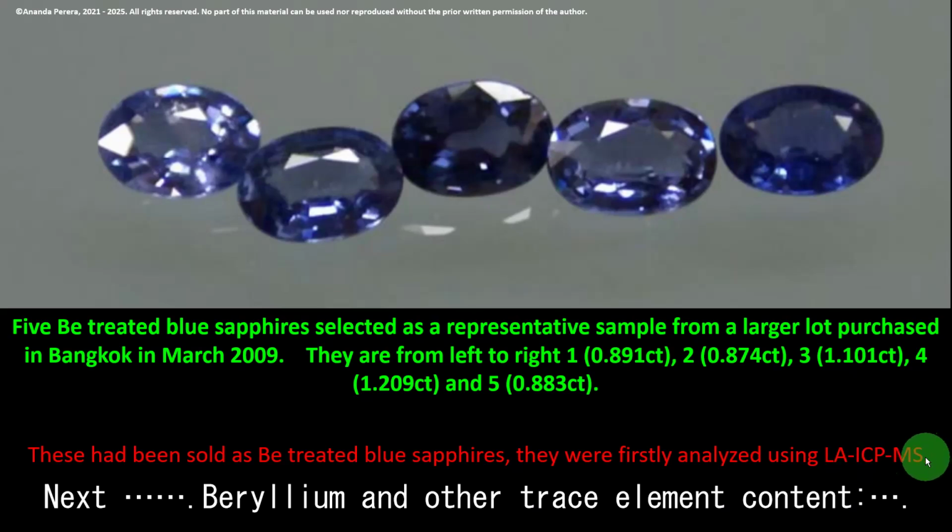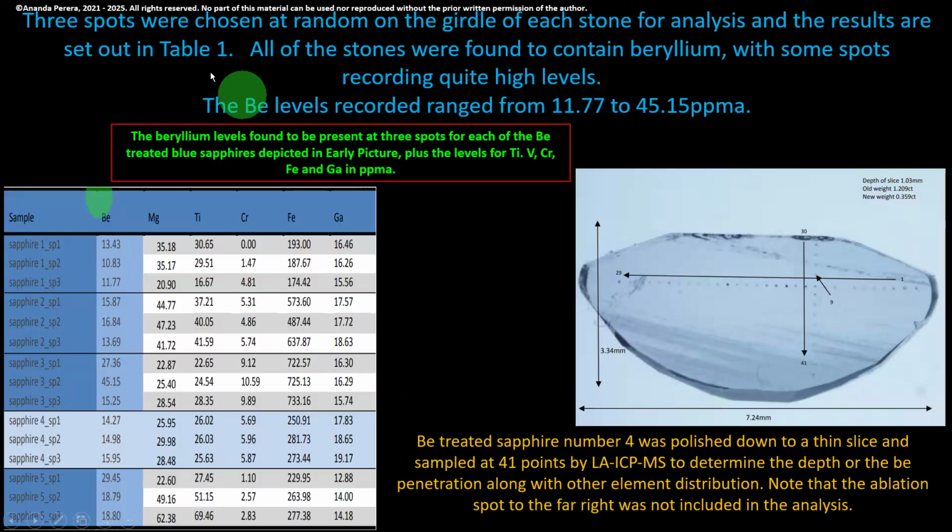The meaning of LA-ICP-MS is mentioned in lesson number 70. Check it. Next, beryllium and other trace element content we can find out with this method. LA-ICP-MS is a famous machinery technology. And here are the 5 samples, 3 spots. For example, this is the stone. Think 3 spots. 3 spots mentioned there.